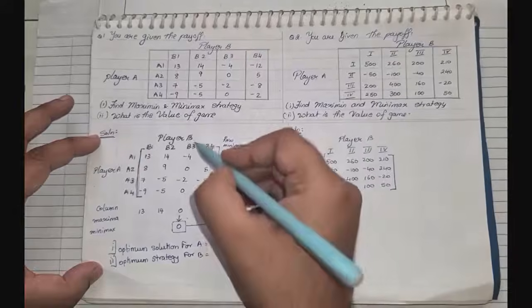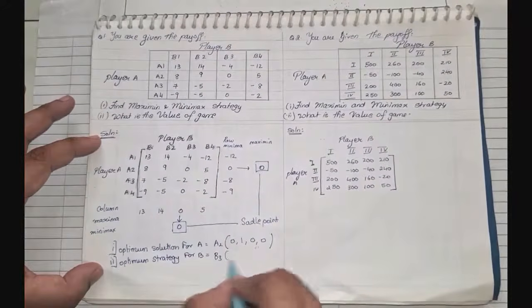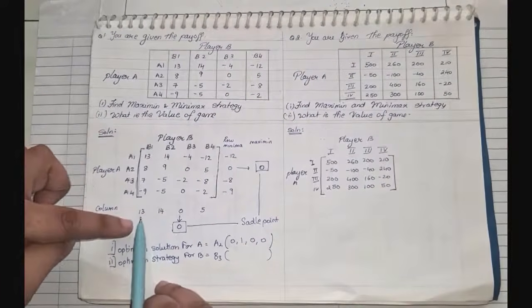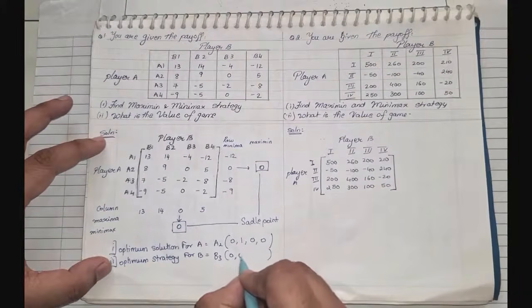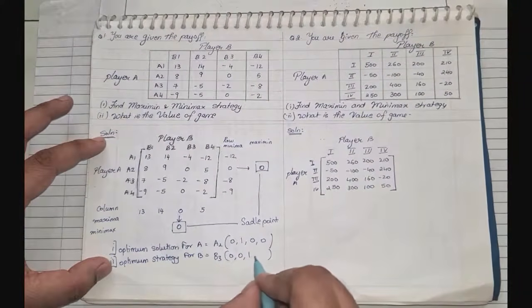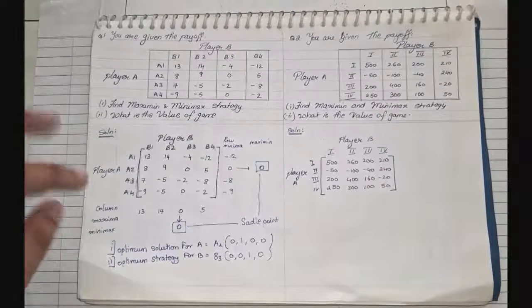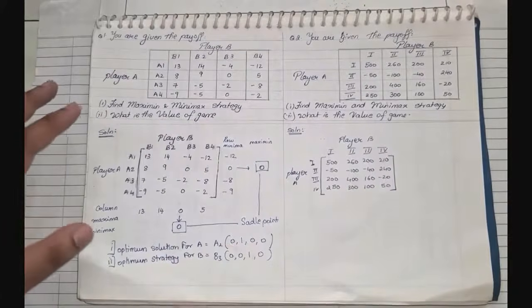For B, the third value was selected, so it is called B3. And the strategy will be: first one was not selected, second is not selected, the third one is selected, and the last is also not selected, so it will be 0 0 1 0. And the optimum strategy for A was 0 1 0 0.